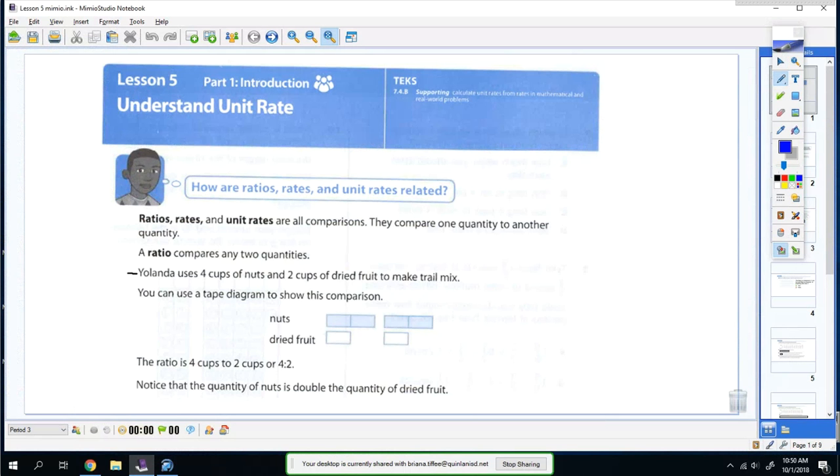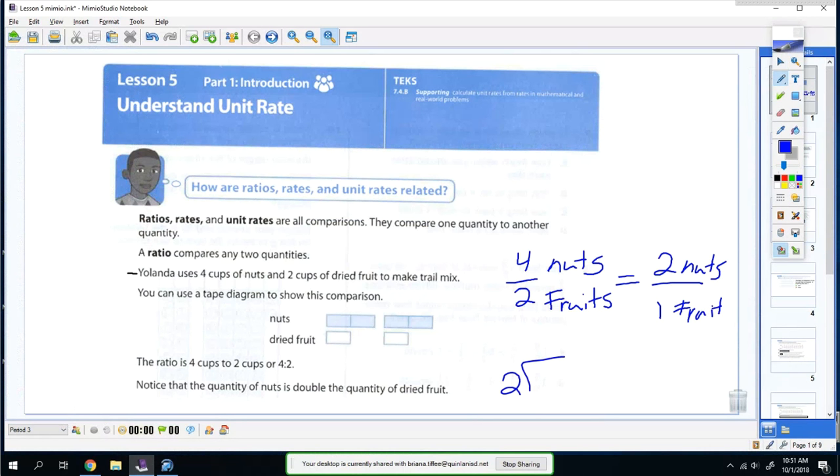So Yolanda uses 4 cups of nuts and 2 cups of dry fruit. So its ratio is 4:2, with nuts on top and fruit on bottom. So every 4 cups of nuts, you use 2 cups of fruit. So that's a ratio. So the unit rate would be for every 2 cups of nuts, you would use 1 cup of fruit. You would divide it. I basically divided 2 into 4 and got 2.